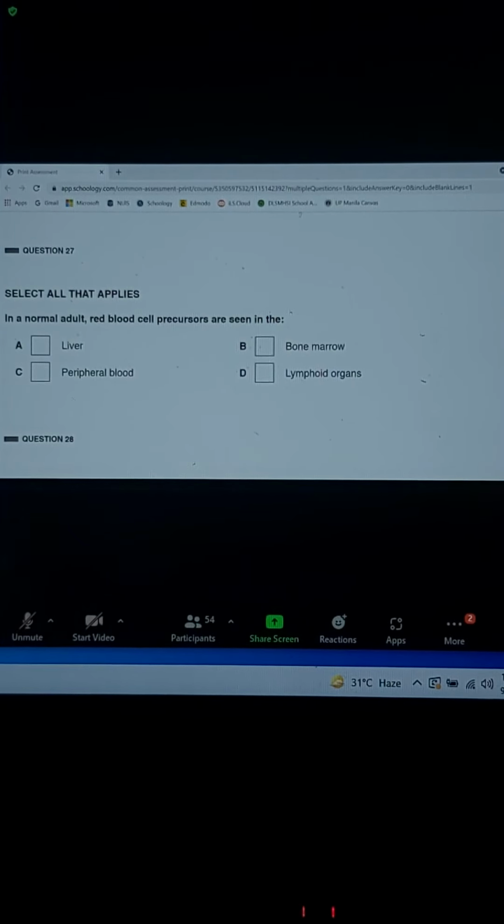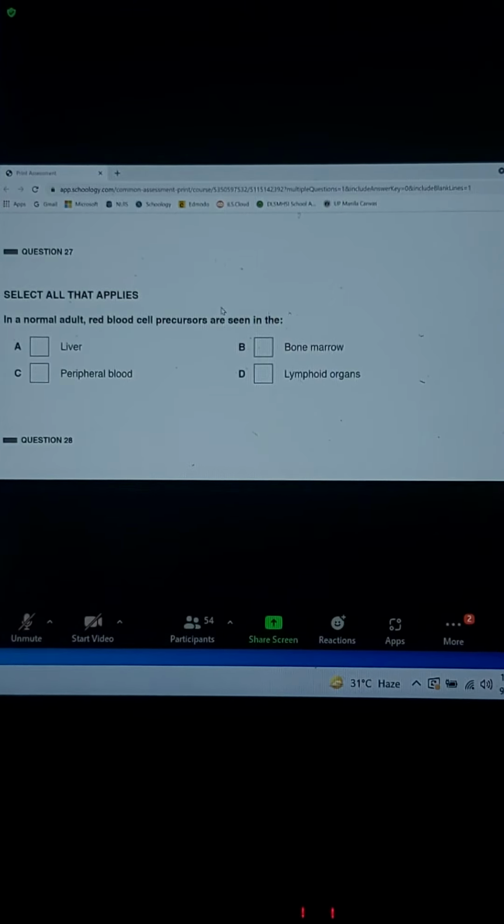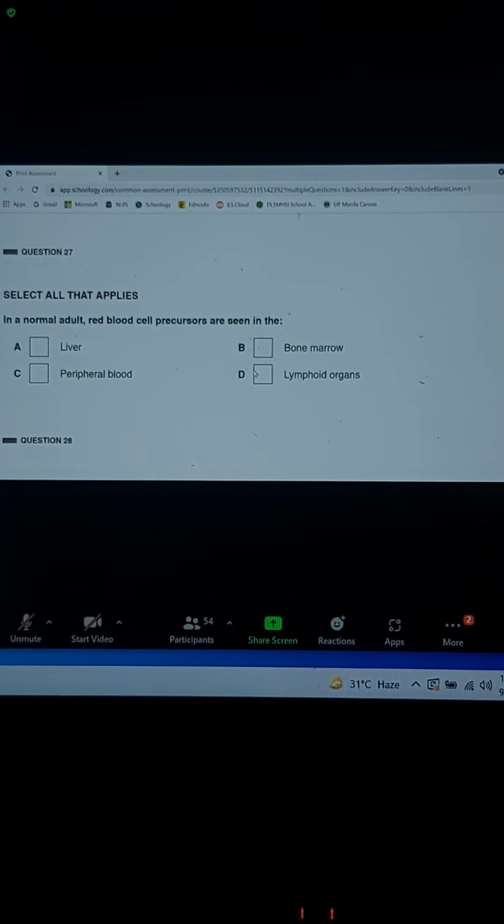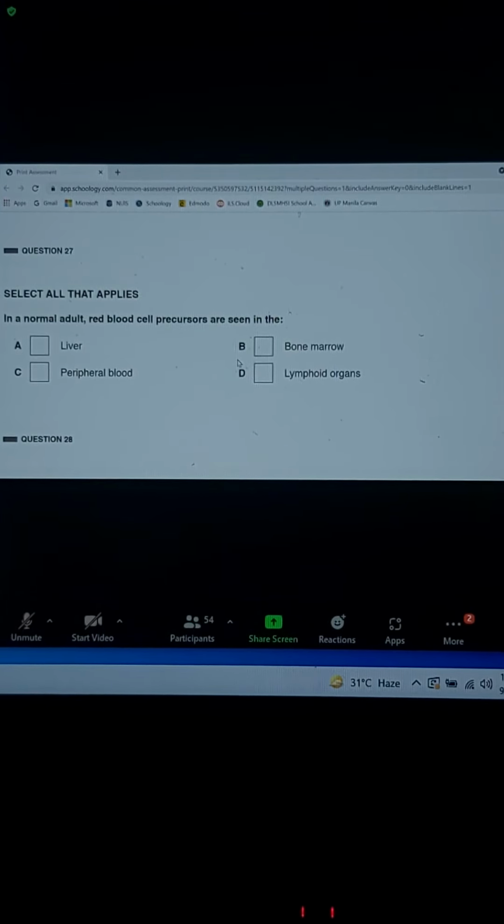Question number 27. So select all that apply. So in a normal adult, red blood cell precursors are seen in bone marrow. So bone marrow lang. Okay? Actually, pwedeng tama rin si letter D. So pwedeng B and D. May sumagot ba sa inyo ng both B and D?